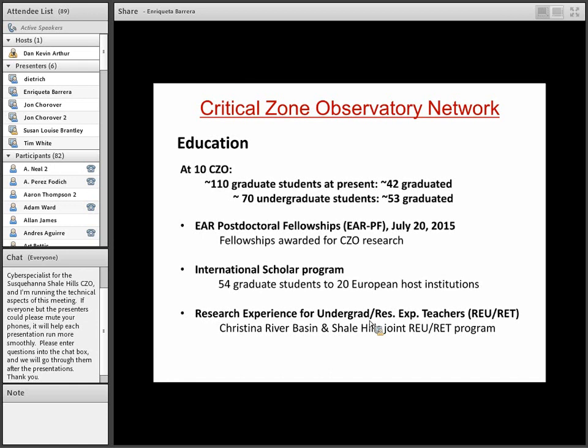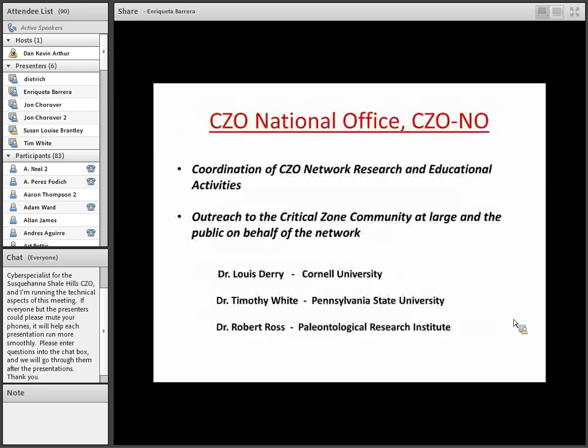So if you need information or if you have a good idea for organizing a workshop on a CZO, please contact the national office. These 3 persons here, Lou Derry, who is the PI of the national office, and also Robert Ross, who is involved with the outreach and education. One of them will be able to advise you or to point you in the right direction.